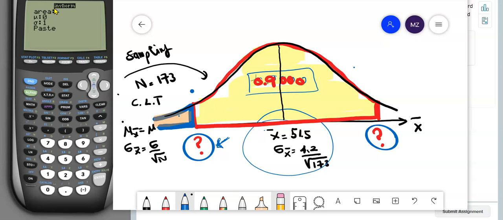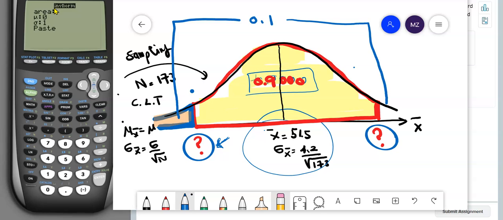So what this means is 0.1 is going to be fed to this calculator, 0.1 from both sides, this tail and this tail. They are both 0.1. So the area in here would be that 0.1, which I get from 1 minus 0.9, and I just have to divide by 2. In other words, this is the formula. It's 1 minus the confidence interval, divided by 2. This is your formula.